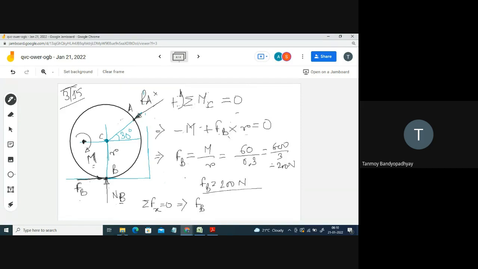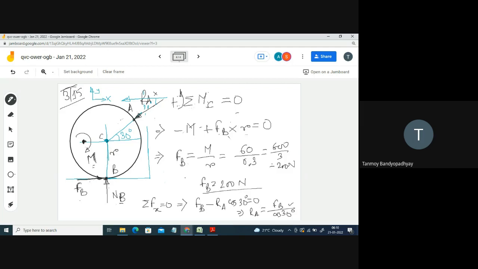So there is FB, and RA will be having components. The component of RA in the x direction is in the negative x direction. You have to show the xy axis system also whenever you are doing these things. So this is the positive x. RA, this is 30 degree, so this one is also 30 degree. So this is RA cos 30. So FB minus RA cos 30 degree is equal to 0. So RA should be equal to FB divided by cos 30 degree.